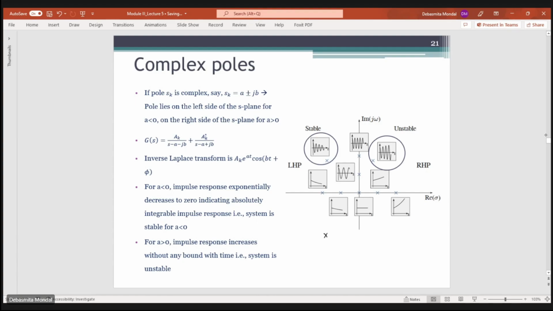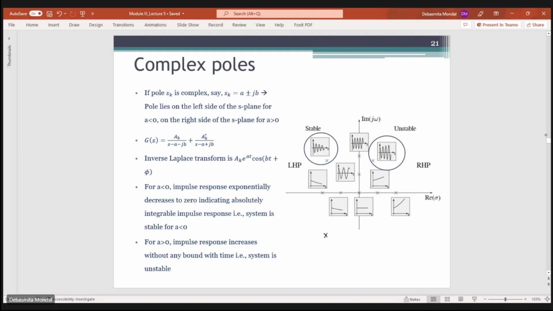If the value of A is less than 0, the pole will lie on the left half plane, and if the value of A is greater than 0, the pole will lie on the right half of the S plane. Now you can write the expression for G(s) as Ak by s minus a minus jb plus Ak star divided by s minus a plus jb.